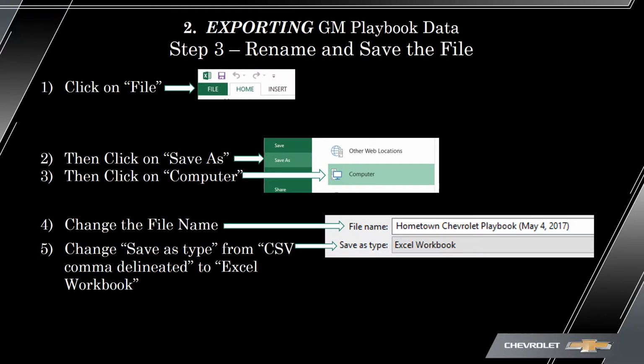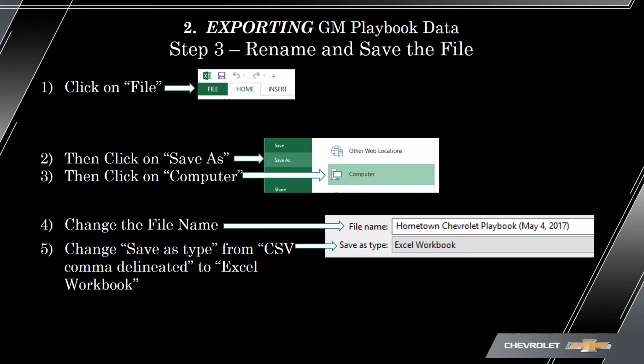Now it's time to rename and save the file. I know that many of you go directly to your CRM at this point and other locations, other avenues. That's fine. Also, many go to desktop. For simplicity today, we're going to use a desktop example. Click on File, click on Save As, click on Computer, change the file name.